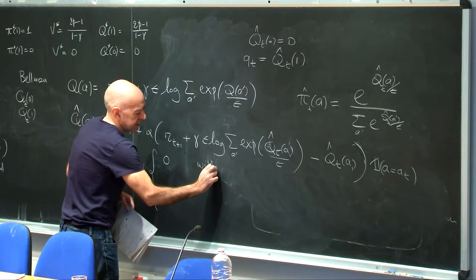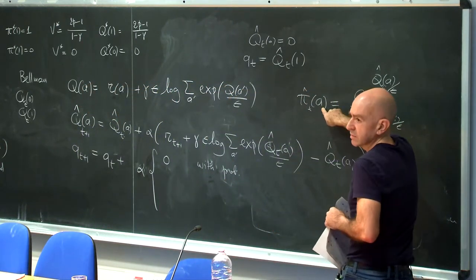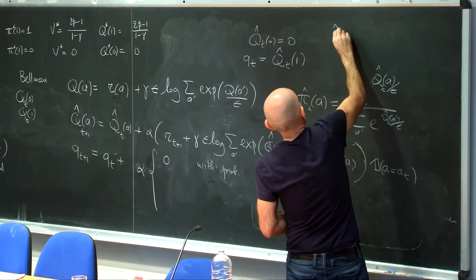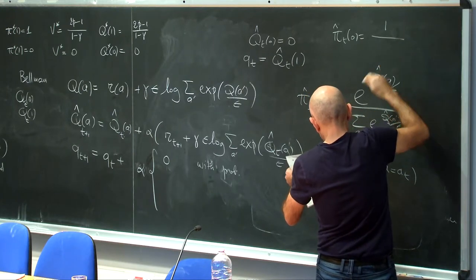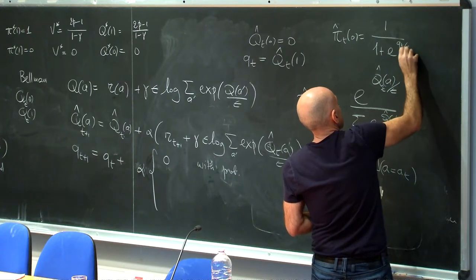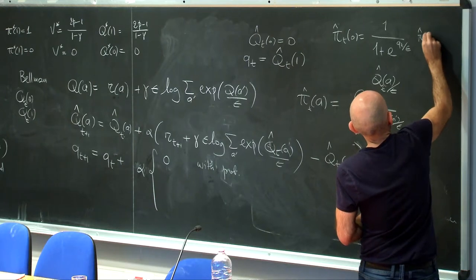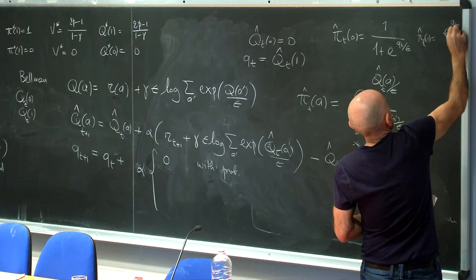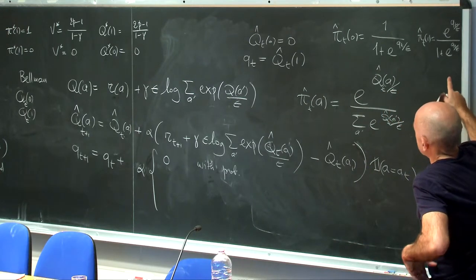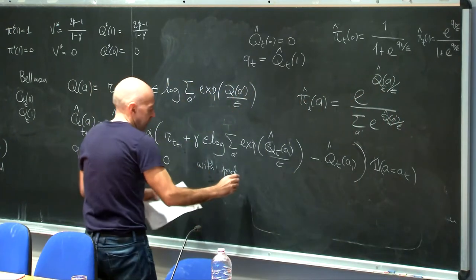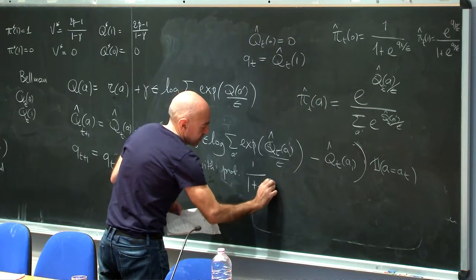And how often does this happen? Well, the probability with which this happens is the probability of action 0, which under this definition, I have that pi t of action 0 is just 1 over 1 plus exponential of qt over epsilon. And obviously, the probability at the same time of picking action 1 is this one. So the probability with which I'm picking this action and therefore I'm getting a 0 is 1 over 1 plus exponential of qt divided by epsilon.